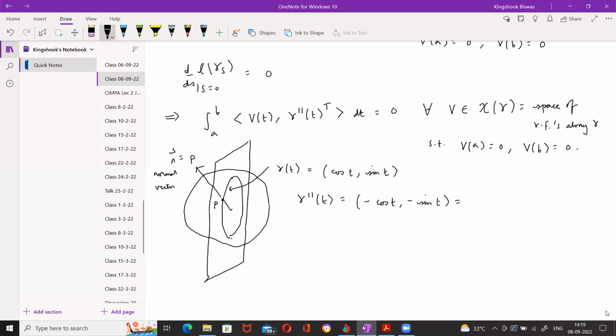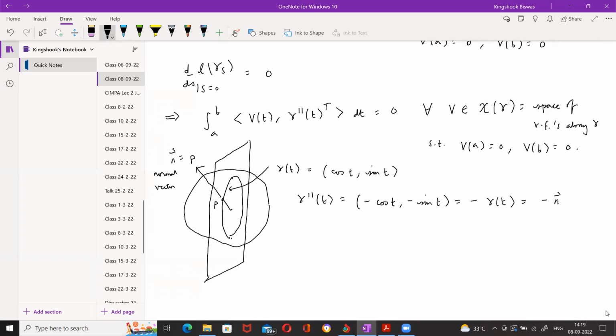If I differentiate this, this is minus gamma t, right? This is minus gamma t. So this is minus the normal vector, right? Is it clear?